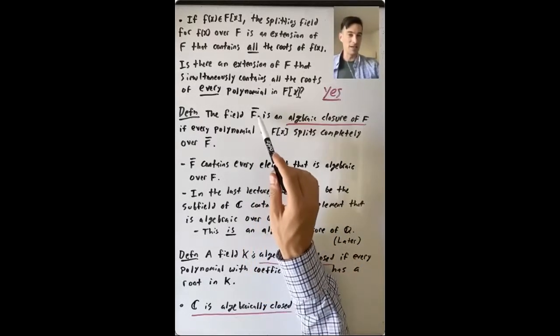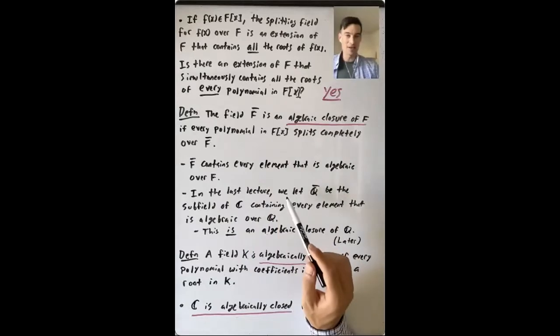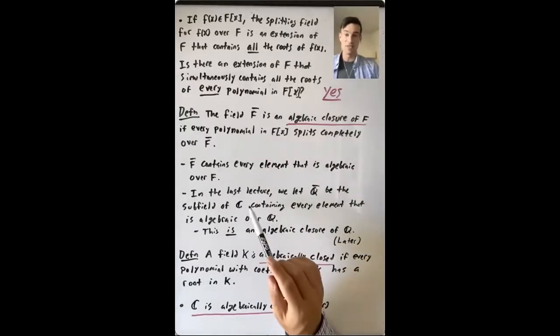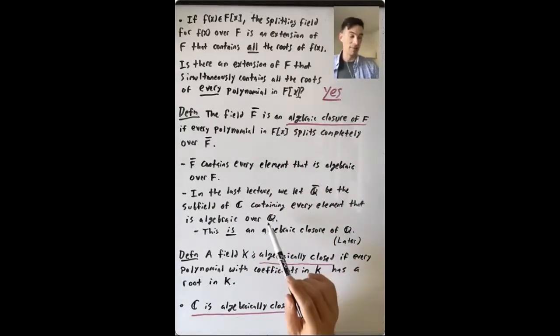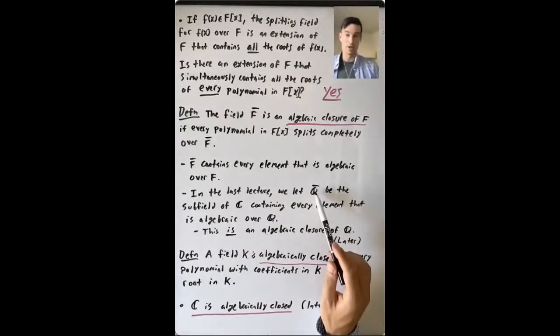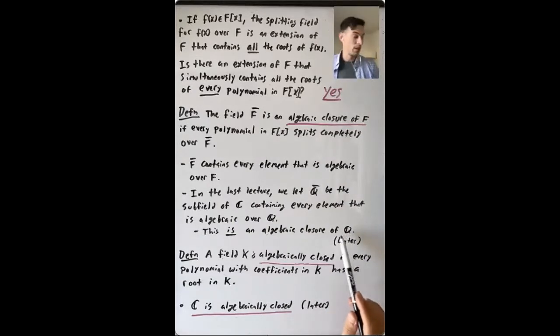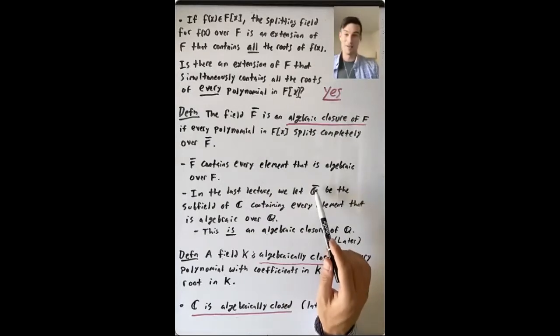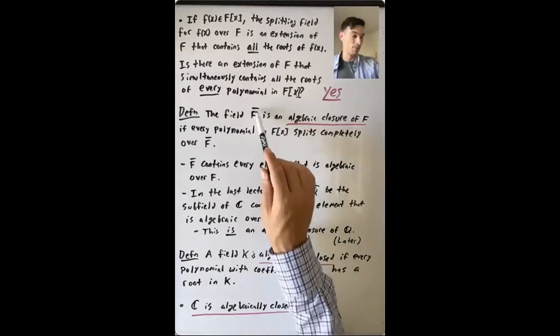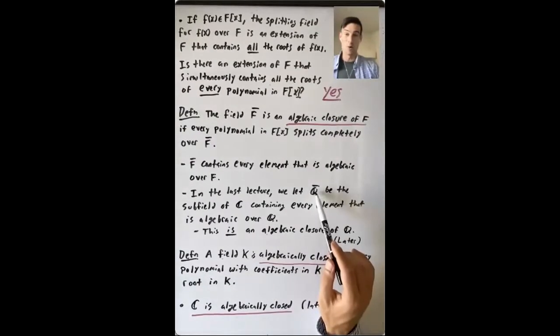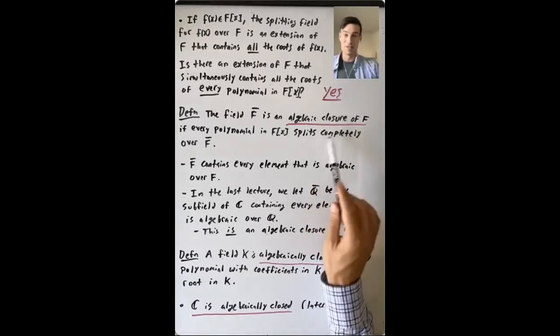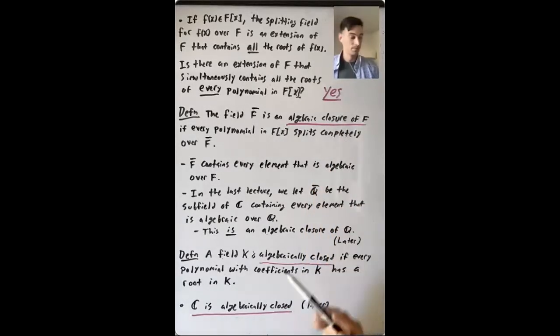So this notation is not completely new. In the last lecture, we let Q bar be the subfield of C containing every element that is algebraic over Q. Why do we use this bar notation for both? Because this is an algebraic closure of Q. We'll come back and talk more about this later, but I just want to point out that using this notation for both makes sense because this is one instance of this property of being an algebraic closure.